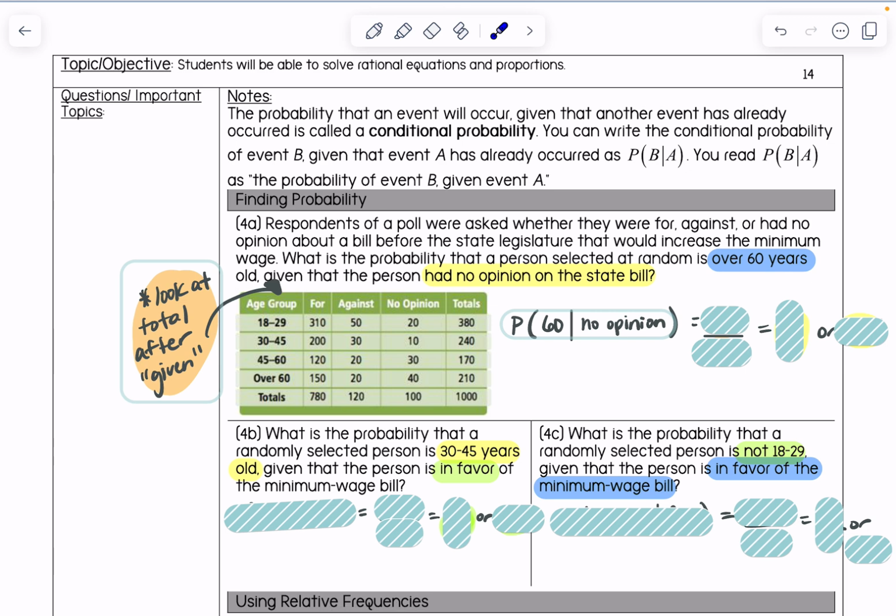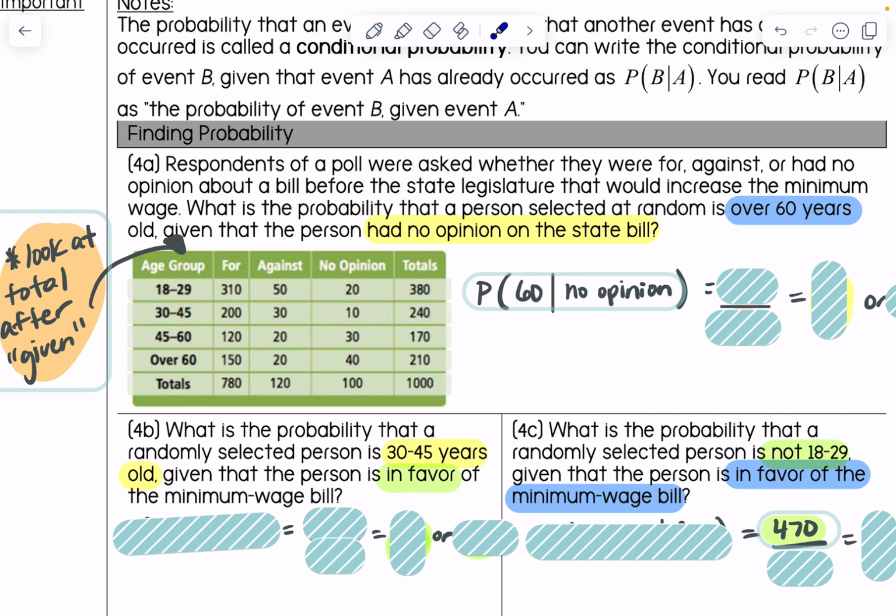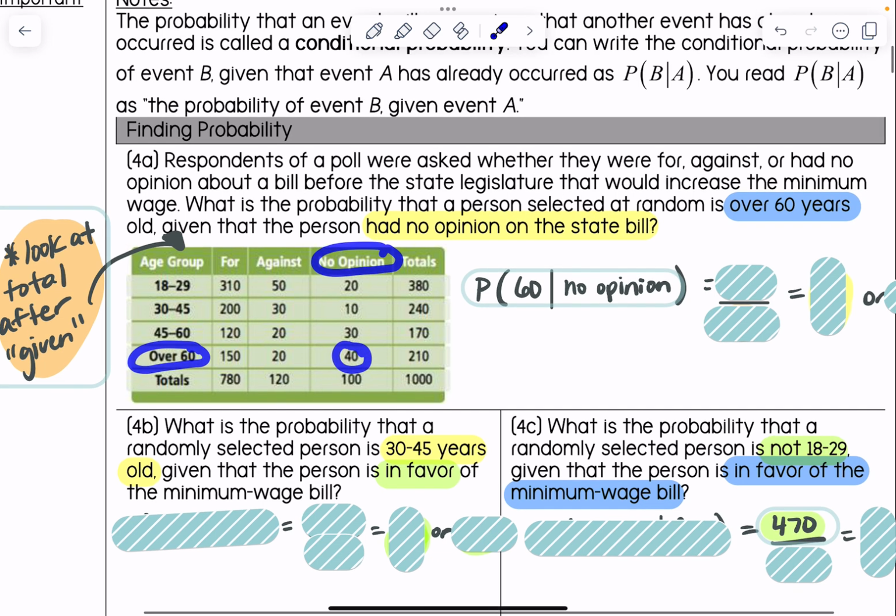Now, conditions mean certain things have to happen. For example, if your parents say, hey, you can go hang out with your friends this weekend on two conditions: one, that your room is clean, and two, that you have done all your homework. Well, here are the two conditions that we're looking at that have to happen. So let's look at over 60, given that the person had no opinion. That's right here, so we're looking at this number right here, 40.